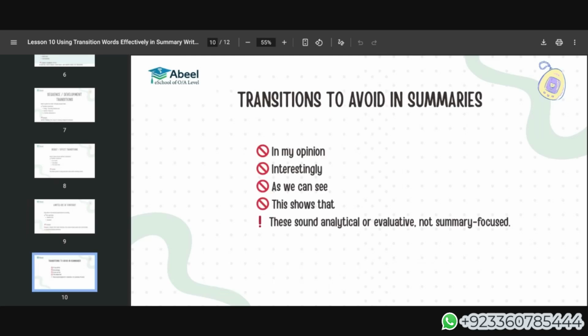There are some transitions you must avoid in summary, in my opinion, because we do not have to write opinion in summary. So do not use this transition: Interestingly, because जब आप interestingly का word use करेंगे, this shows कि आपका अपना opinion है. This is something that is coming from your side. As we can see, this shows that these sound analytical or evaluative, not summary focused. क्योंकि यहाँ पे आपको ऐसा लग रहा है कि you are analyzing something, you are giving your evaluation about something.